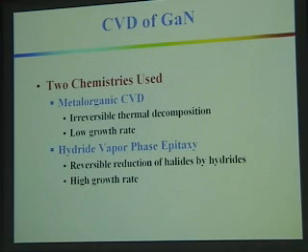Before I do that, I'm going to tell you, in our work, we use two different growth chemistries. We use a traditional MOCVD, I'll talk a little bit about that, and then we use hydride vapor phase epitaxy. The MOCVD was low growth rate. It was used for capping layers and barrier layers. The hydride VPE was used for the film growth.